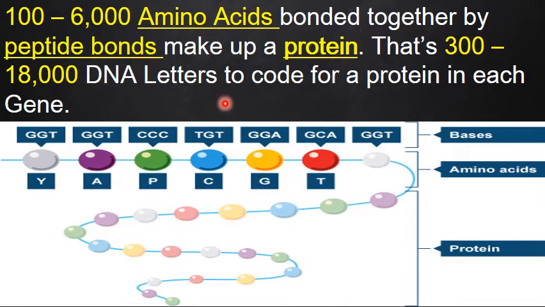100 to 6,000 amino acids bond together by peptide bonds make up a protein. Imagine, that's 300 to 18,000 DNA letters to code for a protein in each gene. Here we could see the DNA code again. GGT coding for this amino acid, and this one, CCC coding for this one, and you'd have about 100 to 6,000 bonded together by peptide bonds, all to make a protein.